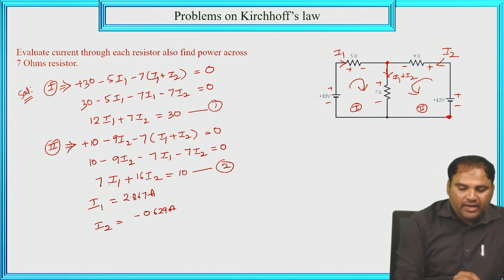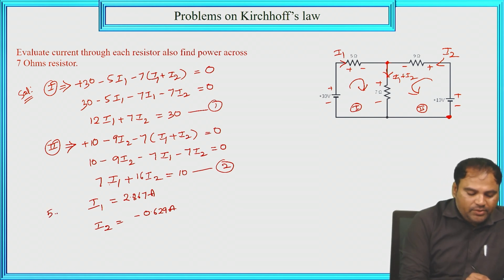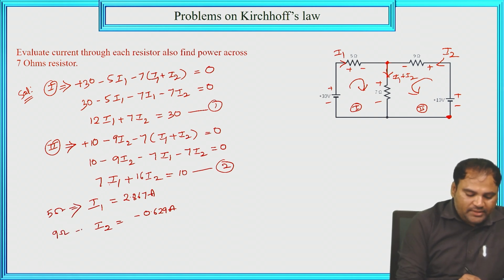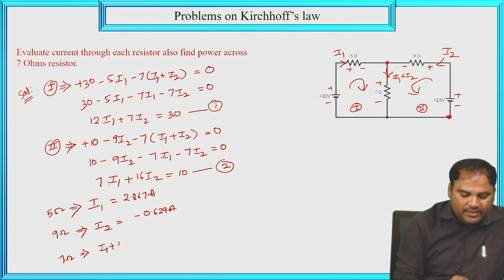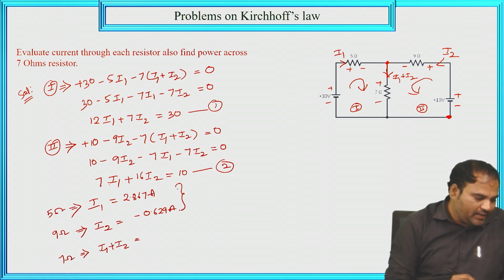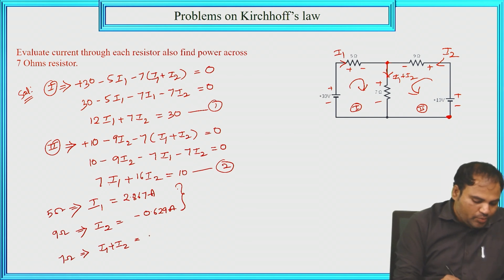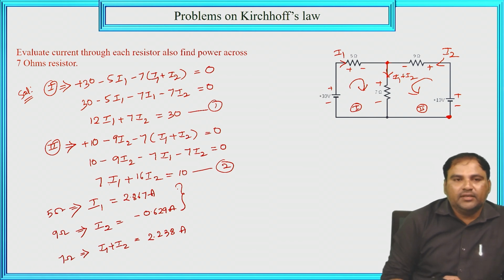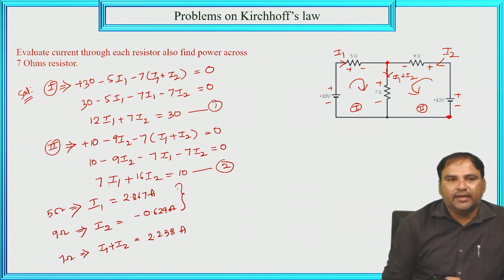I1 is nothing but the current through the 5 ohm resistor and I2 is nothing but the current through the 9 ohm resistor. Now the current through the 7 ohm resistor is I1 plus I2. If we add these two, we will get I1 plus I2, that is 2.238 amperes. So these are the currents through each and every element.